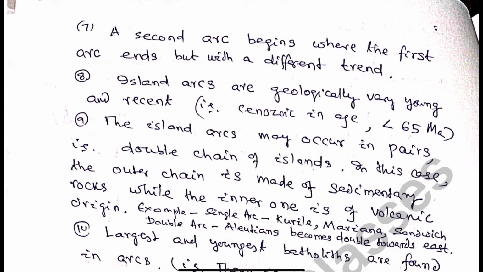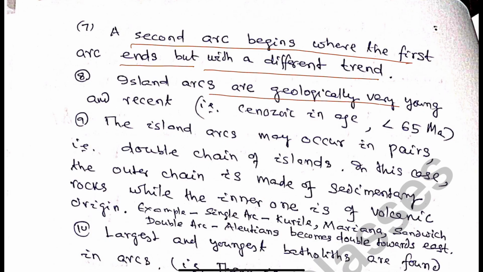And it is very often seen that island arcs possess a second arc that begins where the first arc ends, but with a different trend, which gives rise to double island arcs. Island arcs are geologically very young and recent in age. Most of them are Cenozoic in age, less than 65 million years old.